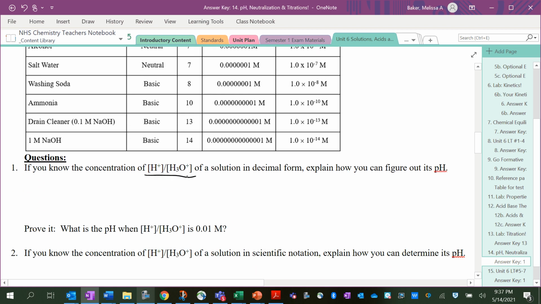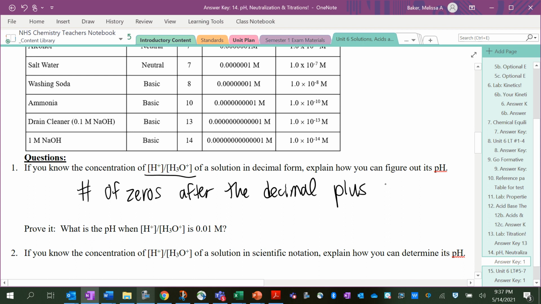So if you know the concentration of a solution in decimal form, how can you figure out its pH? It's the number of zeros after the decimal plus 1. Prove it. What is the pH if the concentration is 0.01? The pH would be 2 because it's 1 zero, and then we add 1. So 1 plus 1 is 2.